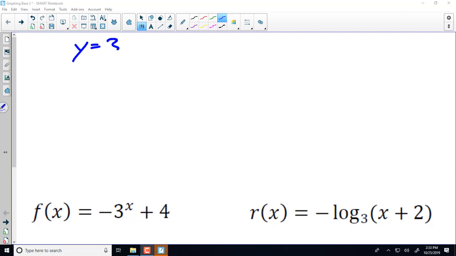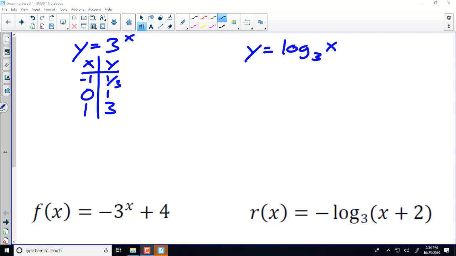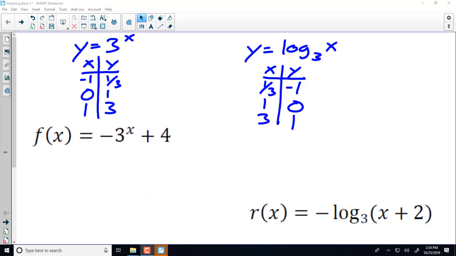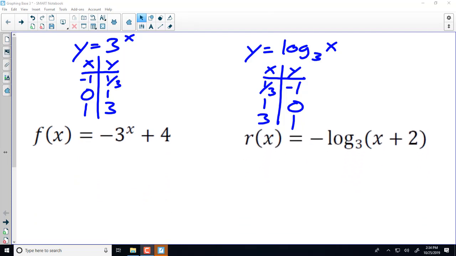So if y equals 3 to the x, then we get three key ordered pairs on that, which are just going to be negative 1, 0, 1, starting with the x's, and then the y's will be 1/3, 1, 3. Then the logarithm graph, which is the inverse of that, log base 3 of x, will have the exact same ordered pairs but swapped. So 1/3, negative 1, 1, 0, and 3, 1. All right, that allows us to come up with some ordered pairs that are on these two functions. So we're going to do that next.